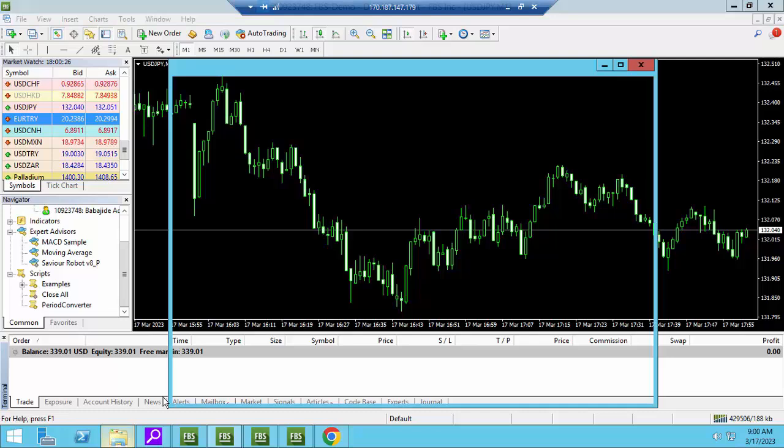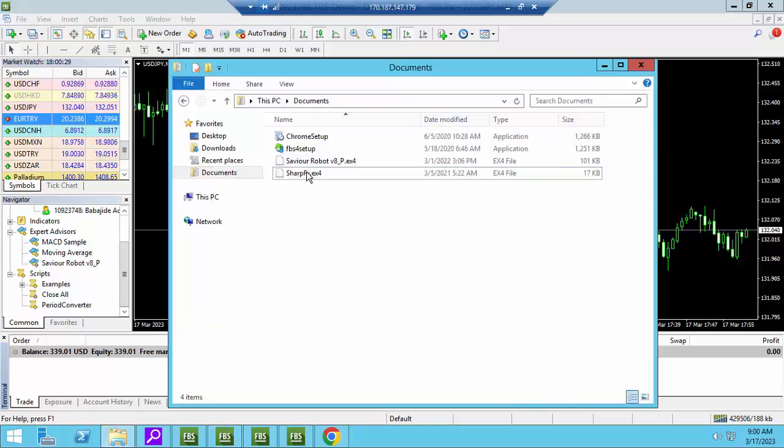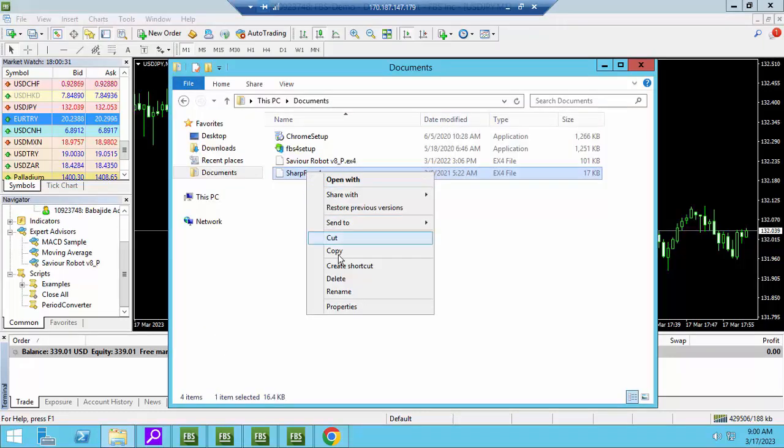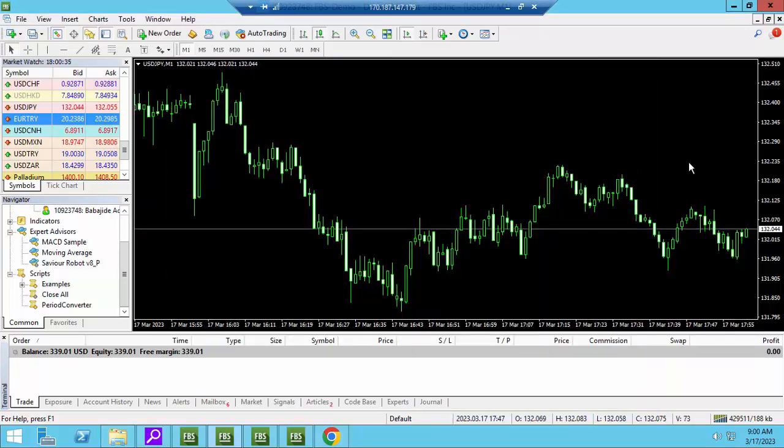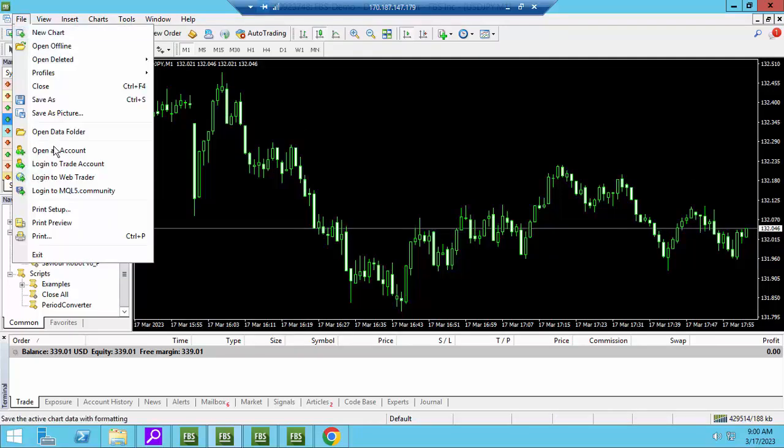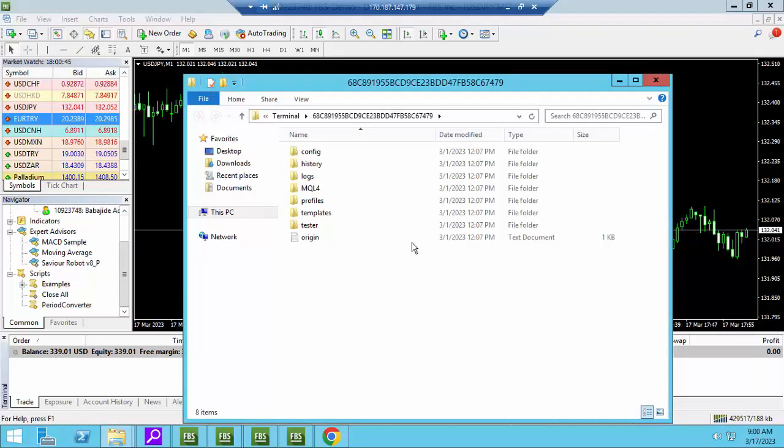This is the software. I'm going to be installing it. I'm going to show us how this software has really been able to perform wonderfully well in this just finished non-farm payroll. So I've copied it. I'll go to file, you go to open data folder. I just want to give us detail of how to install and use it.